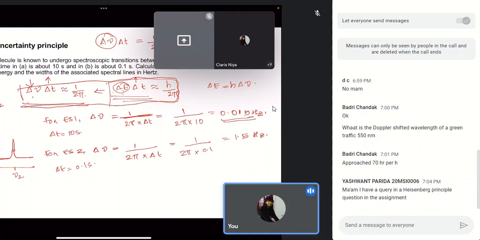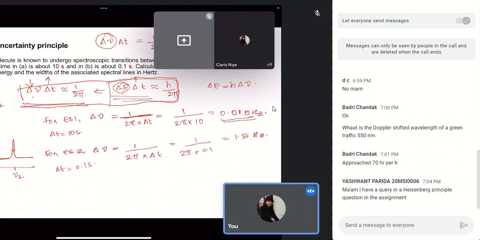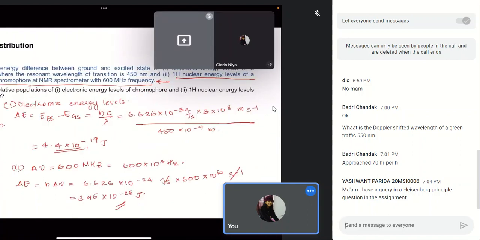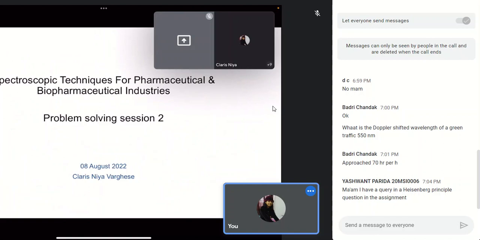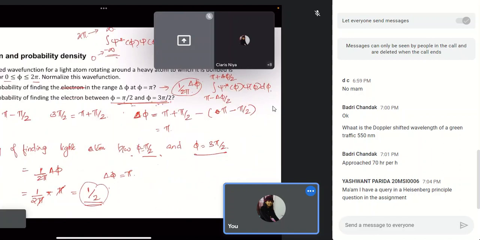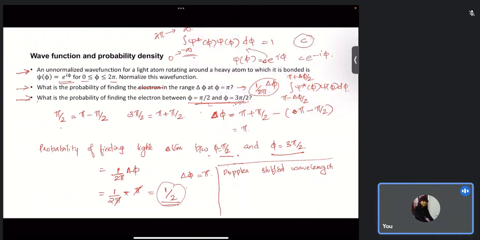Yeah, so there is a question in the chat box regarding the Doppler shifted wavelength. Let me write it in one of the clean pages. One of such problems has actually been covered in the class. I'll come back to the question about Heisenberg uncertainty principle in a bit. First, let me finish the Doppler shifted wavelength.